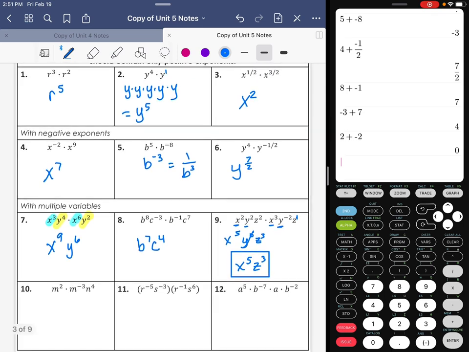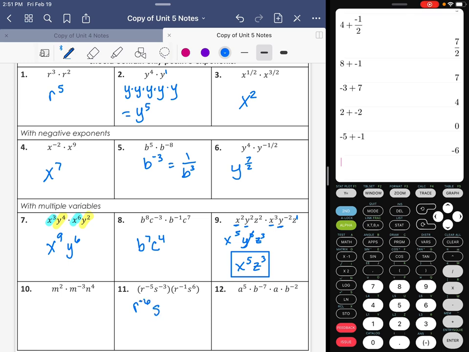All right, the next one, you're going to put the two m's together. The n's just going to hang out the way it is. Let's do 11 because it has a lot of negatives. And then I'm going to leave 10 and 12 for you guys to do. So in 11, we've got r to the negative 5th and r to the negative 1. So I've got negative 5 plus negative 1. So that's negative 6.